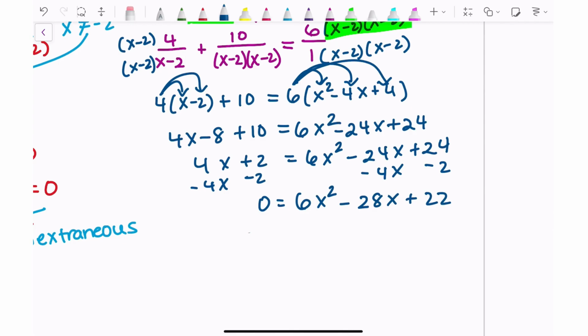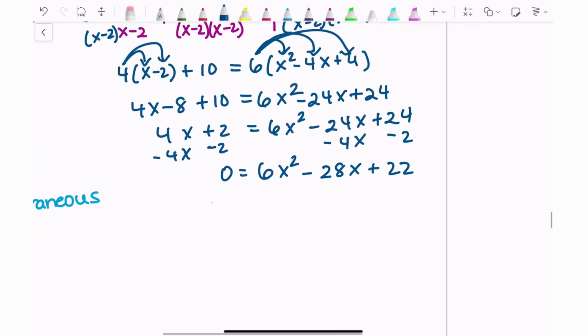All right, so we would want to try at this point to factor this quadratic equation. This one is a little more challenging to factor because there is a 6 in the front, but it is not impossible. And so what I do is I first look for a GCF. I know all 3 of these things are divisible by 2, so I can pull out a 2 and make the numbers smaller. That would become 3x squared, and then it would become minus 14x plus 11.